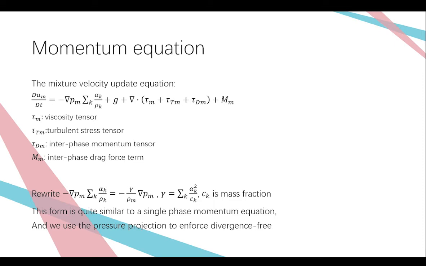The pressure, gravity, and the viscosity are defined similar to those in single-phase fluid. We can write the first term with mixture density, so that it is closer to the single-phase pressure term, except for factor gamma. According to this equation, we can use the pressure projection to enforce divergence-free condition. Please check the paper for the detail.